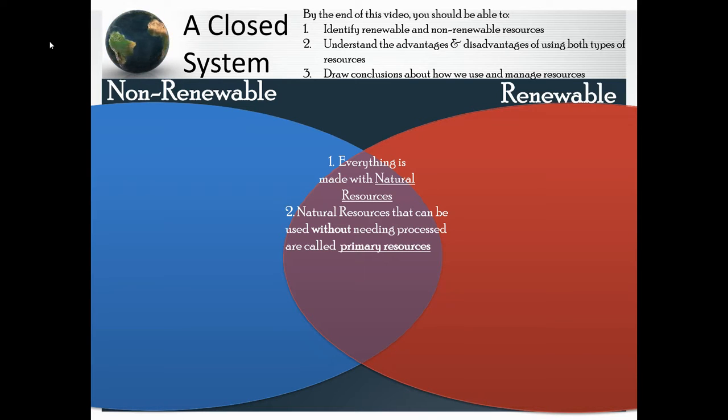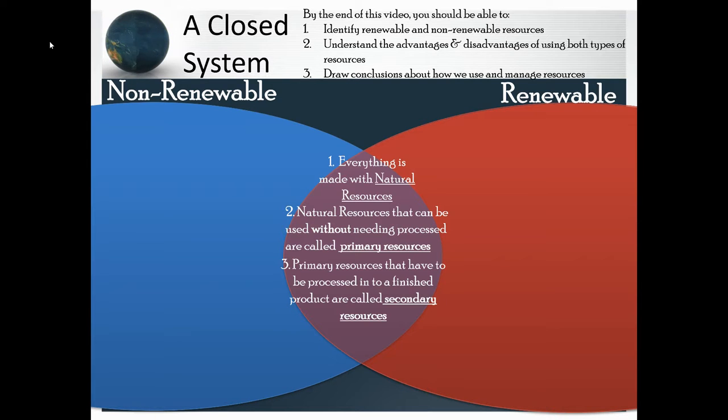Now, if you picked some apples and processed them and combined them with other materials, you could make an apple pie. Apple pie is also a resource, but it needed to be created into a finished product, making it what we call a secondary resource. In the end, we use our planet's materials and resources to make our lives easier and more comfortable.